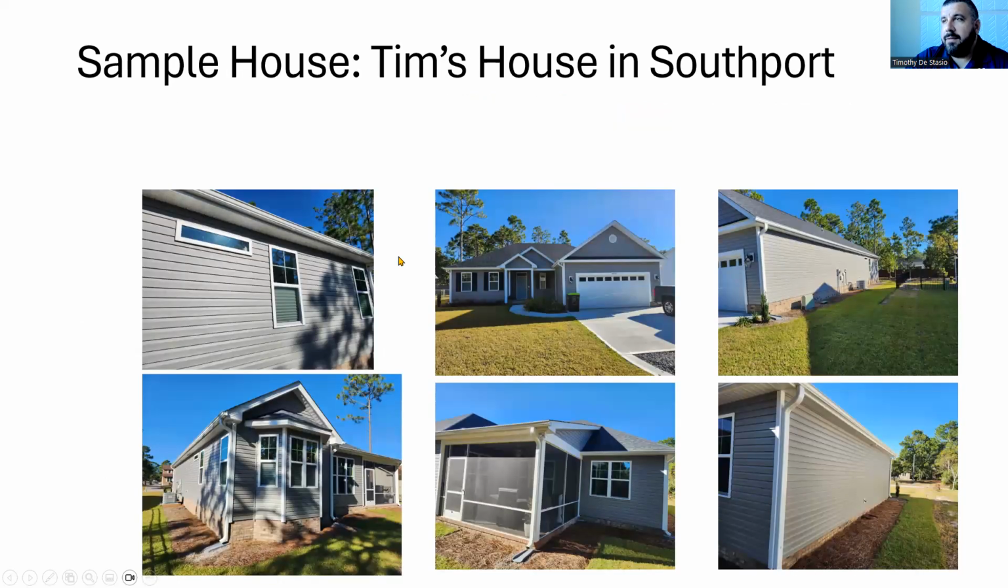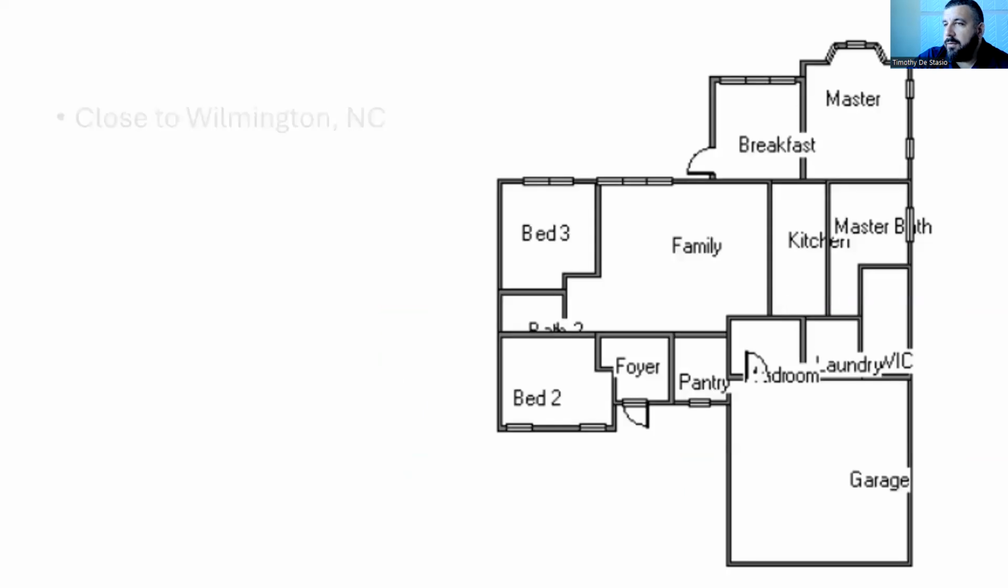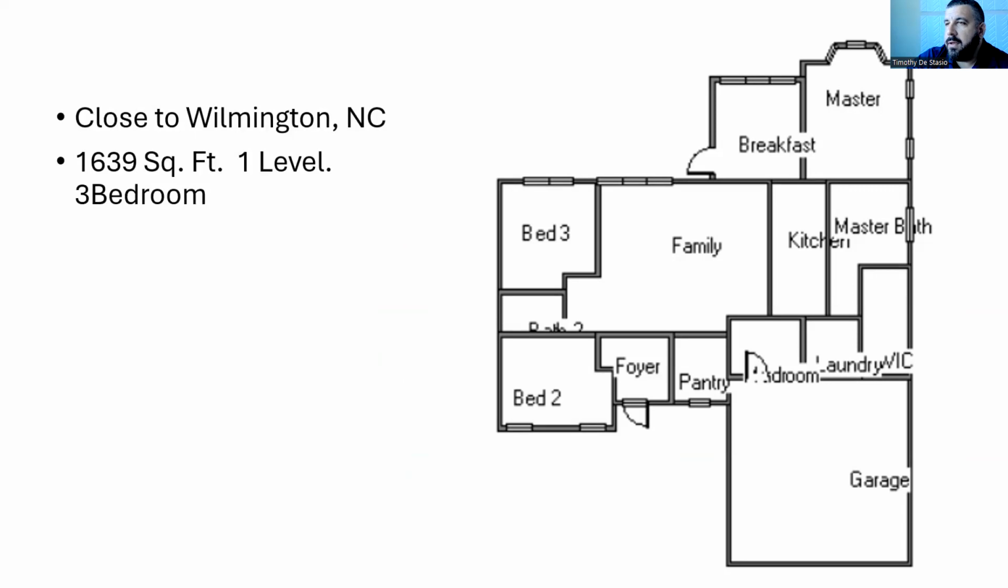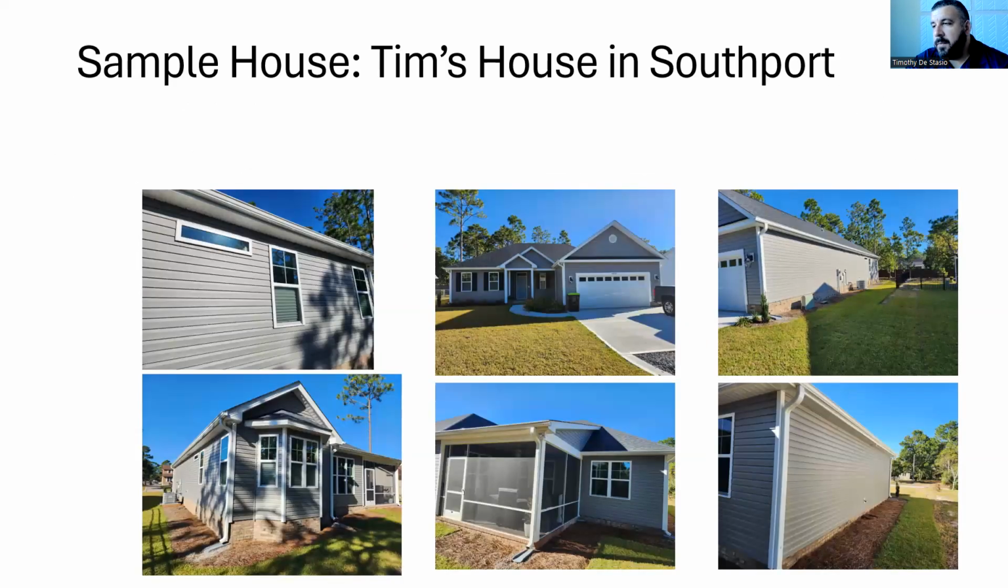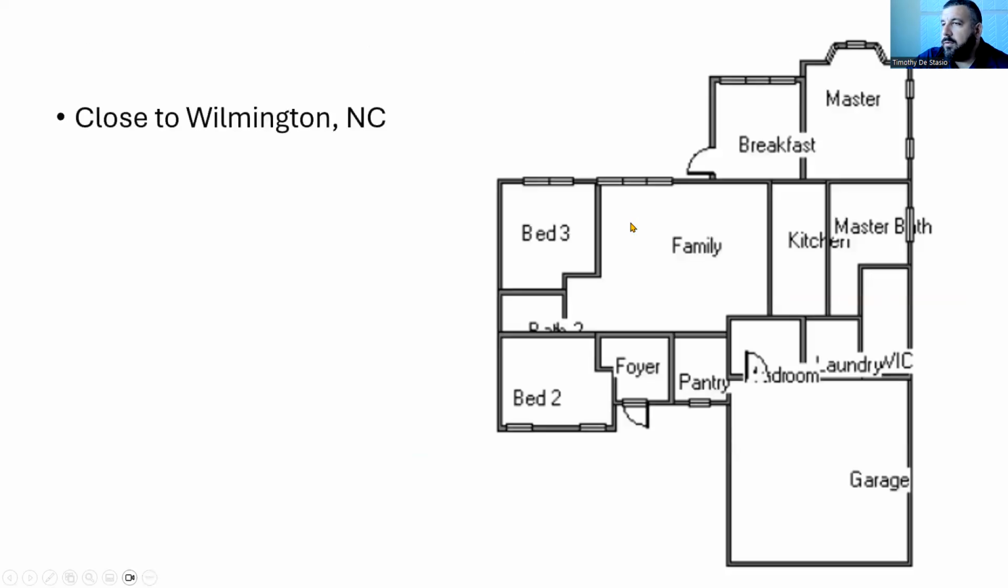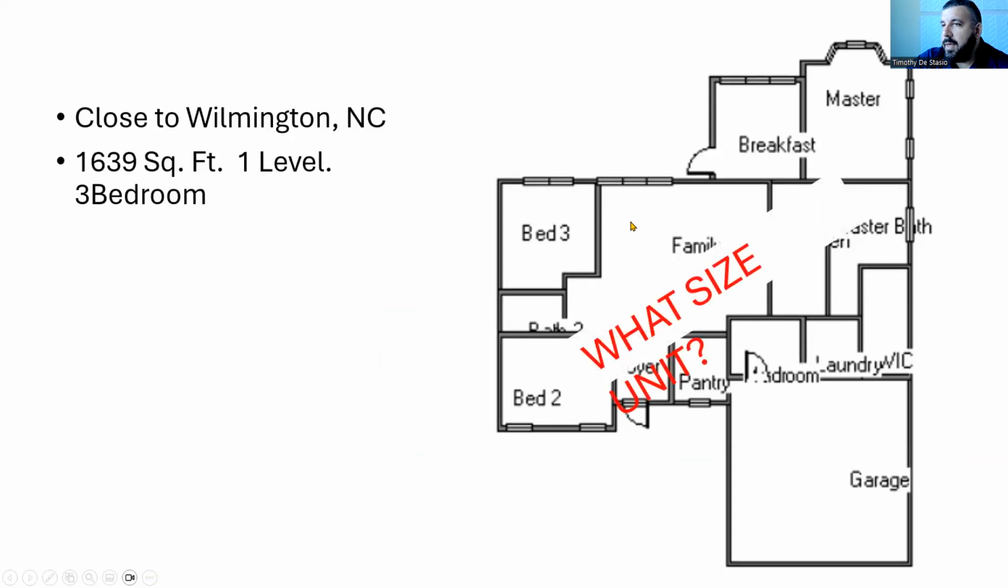So what we're going to be doing today is taking a sample house, which is the house that I built last year here in Southport, which is near Wilmington, North Carolina, by the coast. What I want you to do is take a look at this house. Here you see pictures of it. It is a 1,600 square foot house close to Wilmington, North Carolina, 3 bedrooms, 1 level. It's on a slab. I want you to think about what size unit, just by looking at the house. Again, I'll show you a picture of the house again. What size unit would you say needs to go in this house? And store that away in memory, because we're going to come back to that.